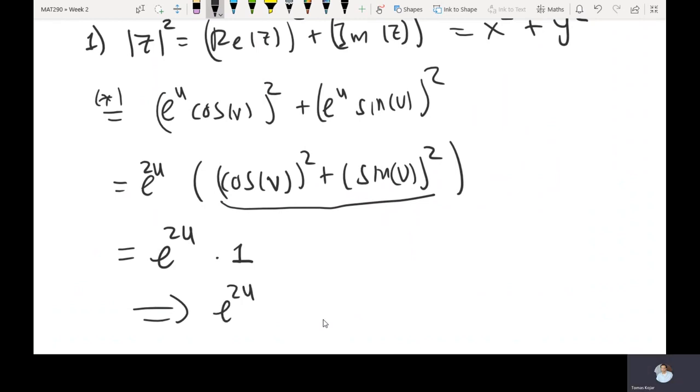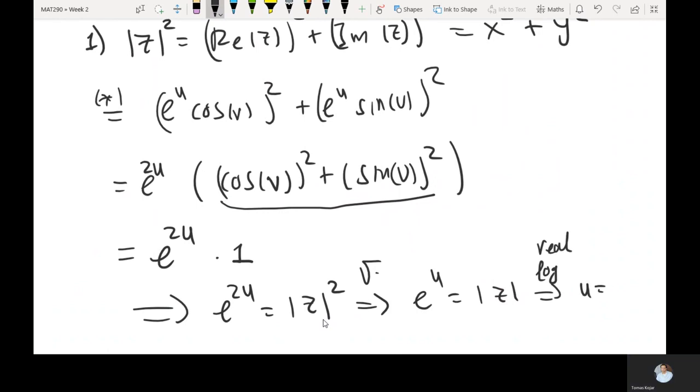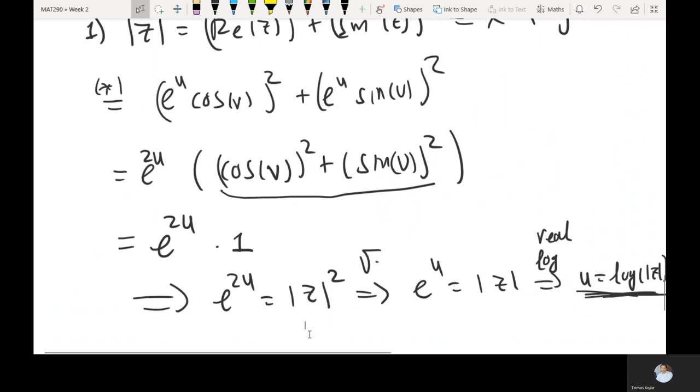we have e to the 2u is equal to the modulus of z squared. So these are just real numbers. We can take the square root, and then we can take real log, and we got our real part. Okay, we found u.